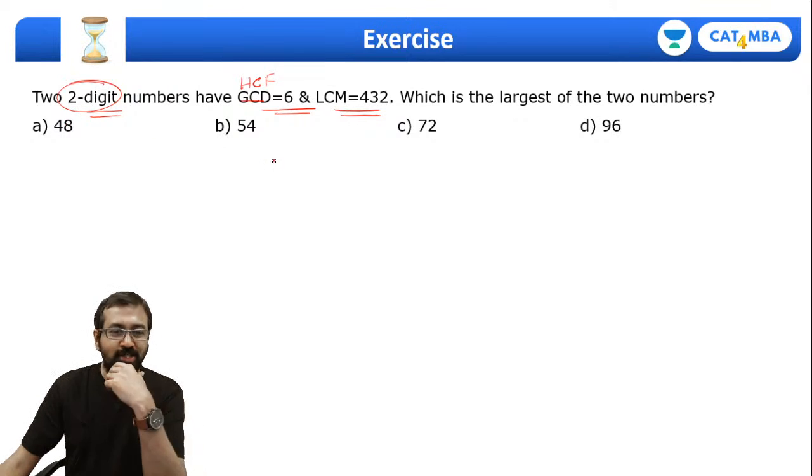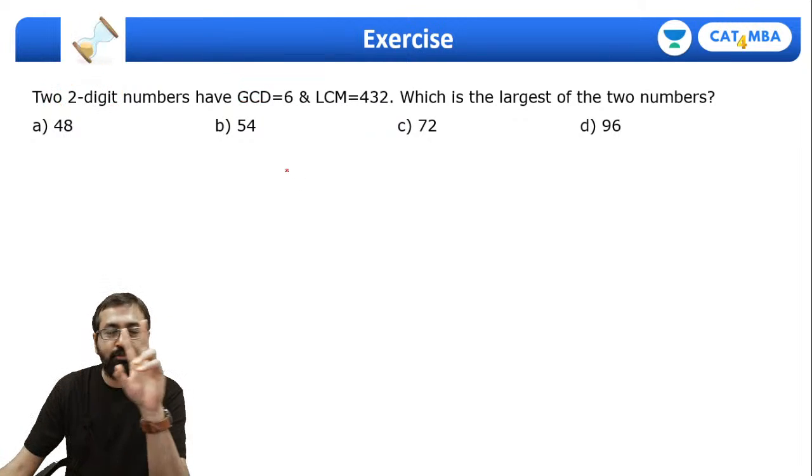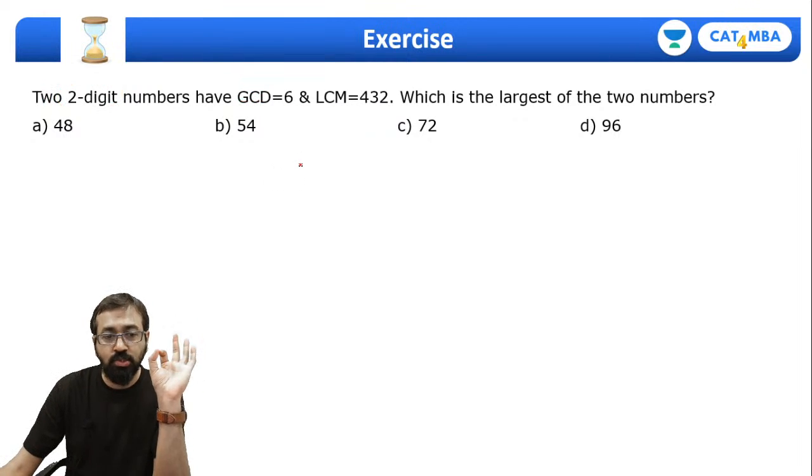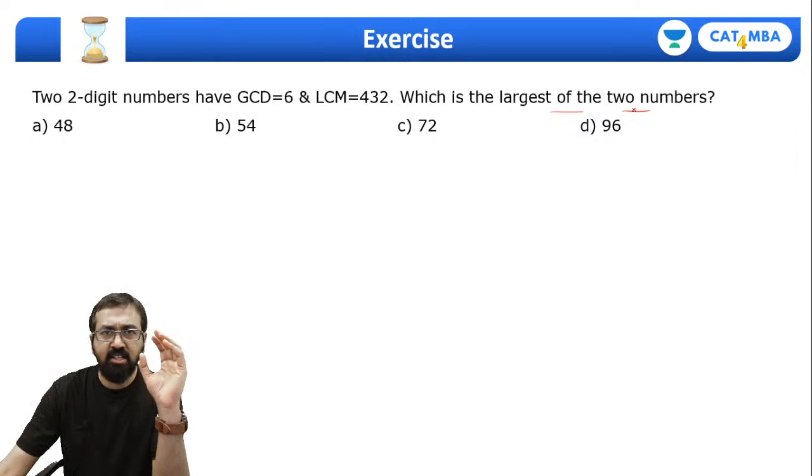So guys, how to solve this question? Let me help you understand this. Once again, we need to find out two-digit numbers whose HCF is 6 and LCM is 432, and then find out which is the largest of the two numbers. One way is, of course, trial and error. And what is the other method?